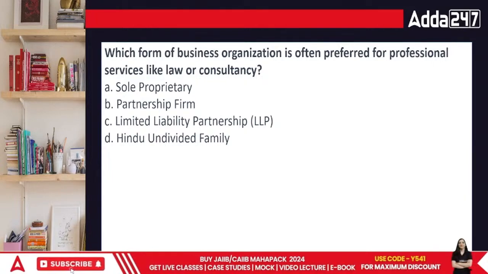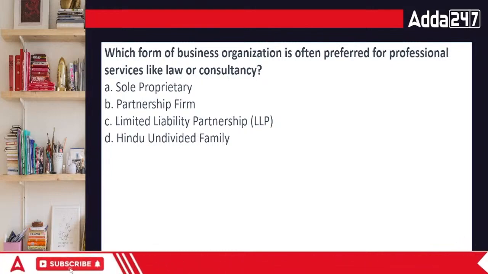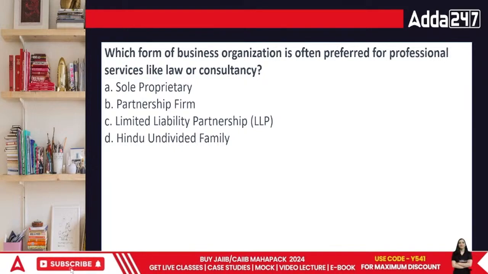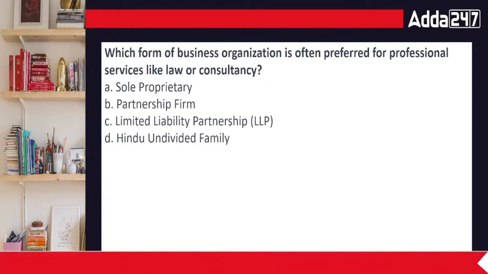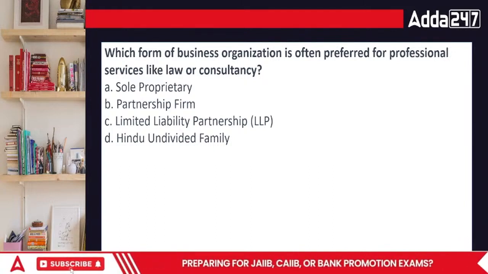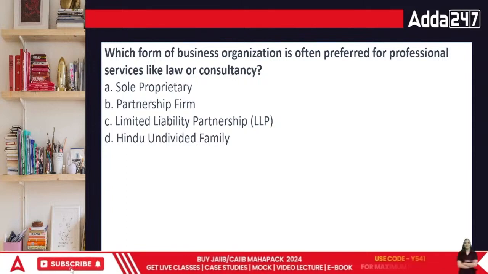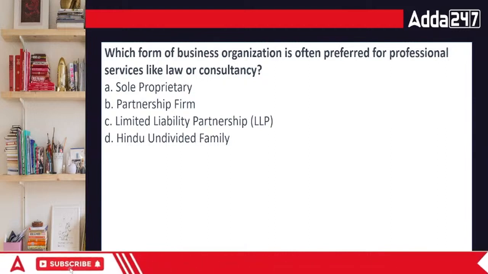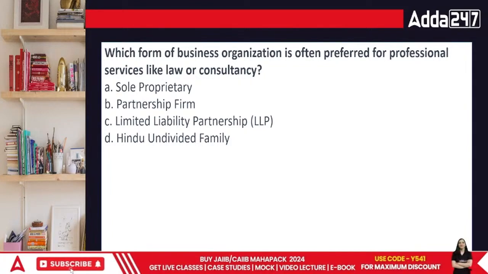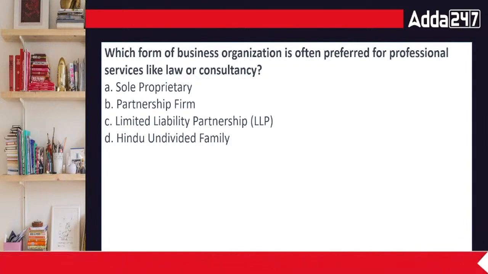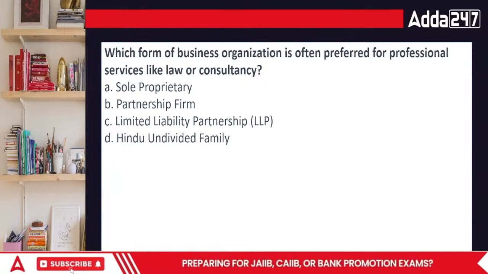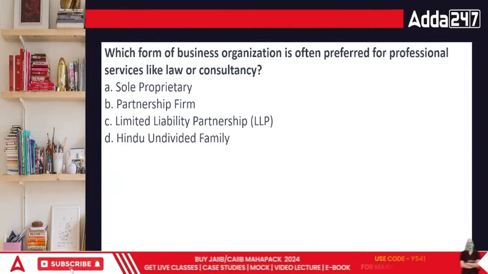Let's begin. Which form of business organization is often preferred for professional services like law or consultancy, right? So what would be the answer? Sole proprietorship means one particular person. Then we have partnership, where we have two or more persons working together. LLP is a partnership where they define the liability. And the last is Hindu undivided family. HUF is something which they are talking together.